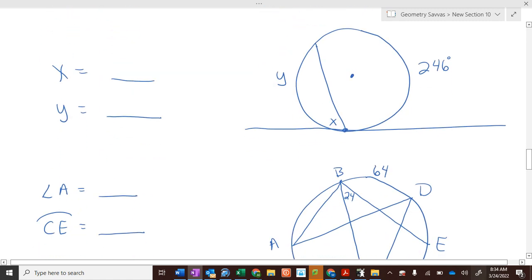All right, X and Y here. What would you find first, X or Y? I would actually find Y first, because how many degrees are in a circle? 360. What's left for Y?